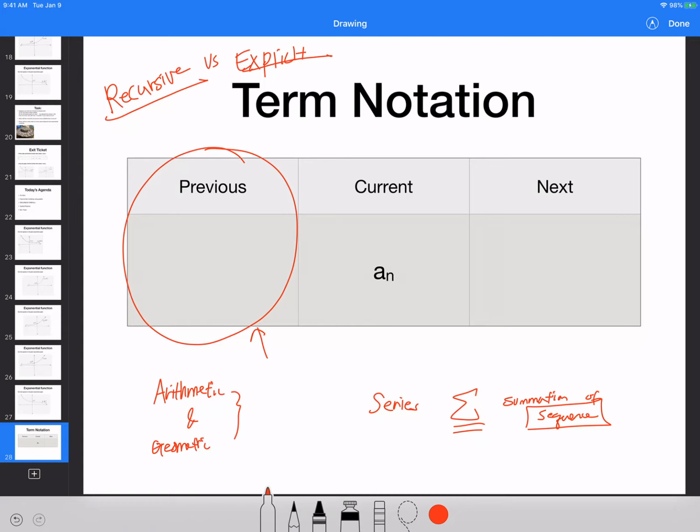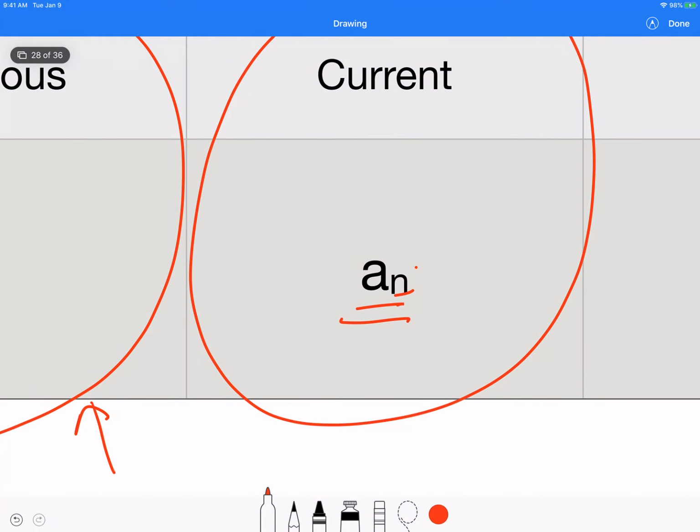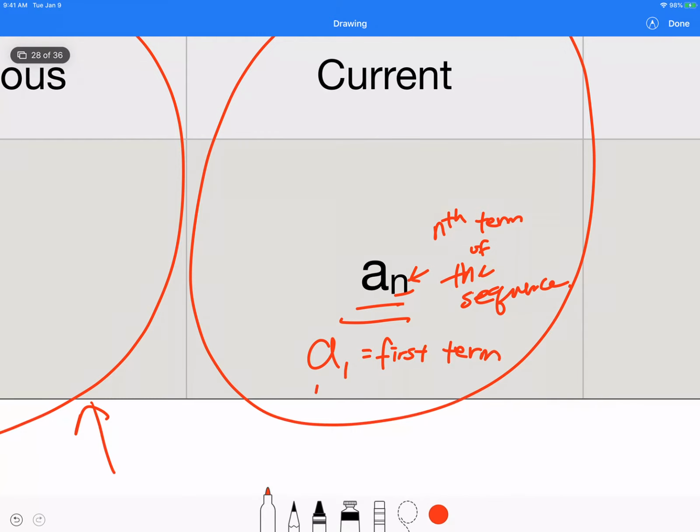So for this table here, I would like you guys to jot down some notes. The current A term is always notated with a sub n, with the subscript n indicating the nth term of the sequence. So the small value indicated by n is always notating the term. If it's a sub 1, that's the first term of the sequence. If it's a sub 10, that's the 10th term of the sequence. And that's how it has always been.